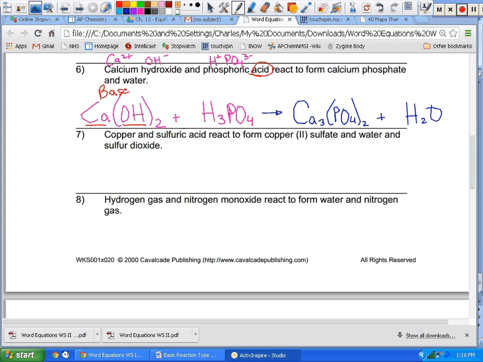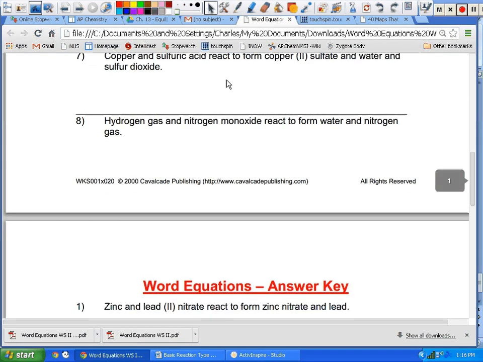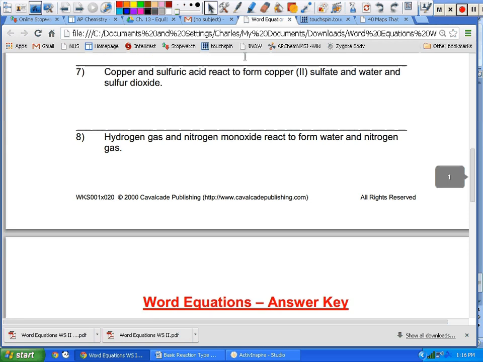All right, number 7. Can you just use what it produces to figure out if it's an acid or base? No. Because there are some things that produce water that don't necessarily produce salts. Like, it could be sodium nitrate and sulfuric acid, and that's not an acid base.